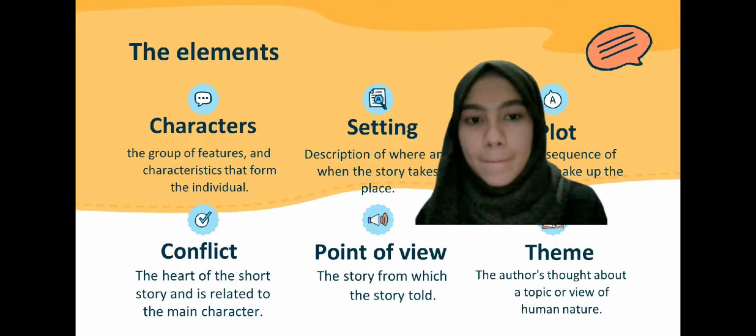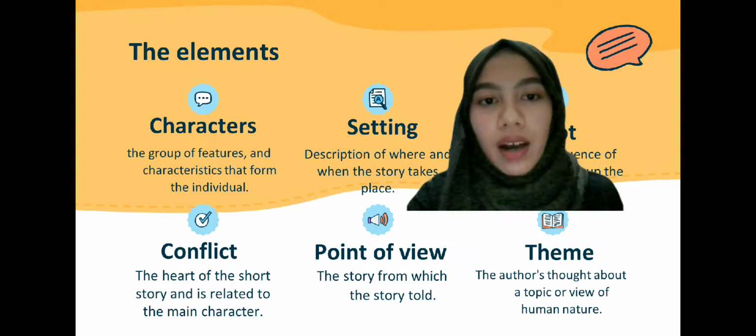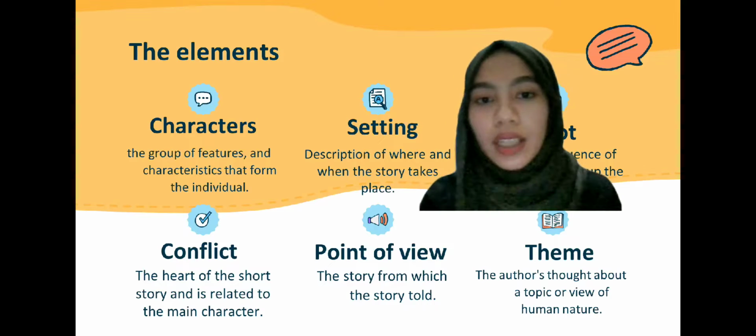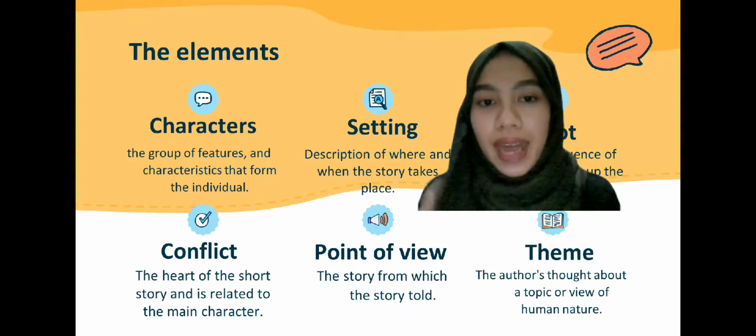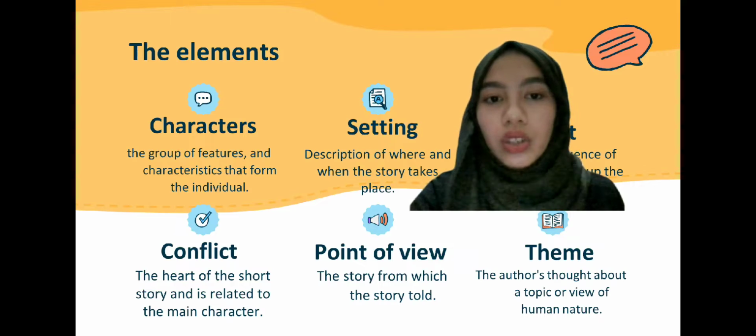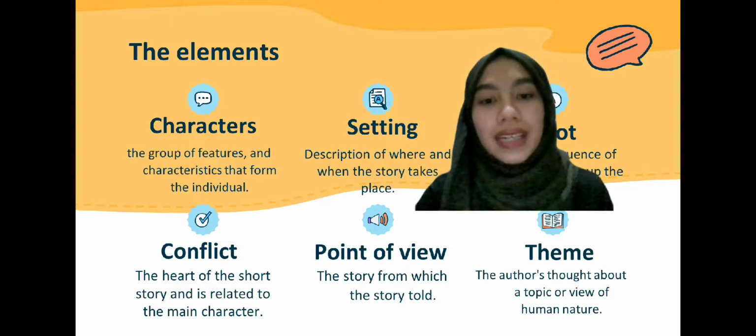Last is theme. Well, theme is a controlling idea. The authors thought about a topic or view of human nature. The theme of a story is what the author is trying to convey. In other words, the central idea of the story. Short stories often have only one theme, whereas novels usually have many themes.